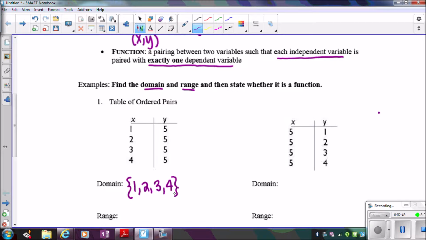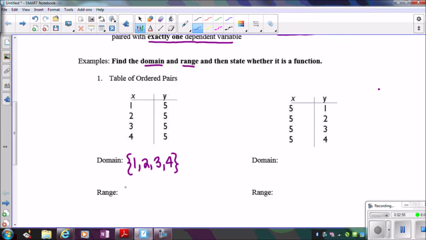Notice I put the little curly brackets here. That's called set notation. You use it when you're just trying to list off numbers. The range, the output, well, the only output here is 5. So that's our range. When I look at this one, my only input is 5. Even though it's listed multiple times, it's still the same number. So that's the only input. And for the range, I have all 4 different numbers, 1, 2, 3, and 4.